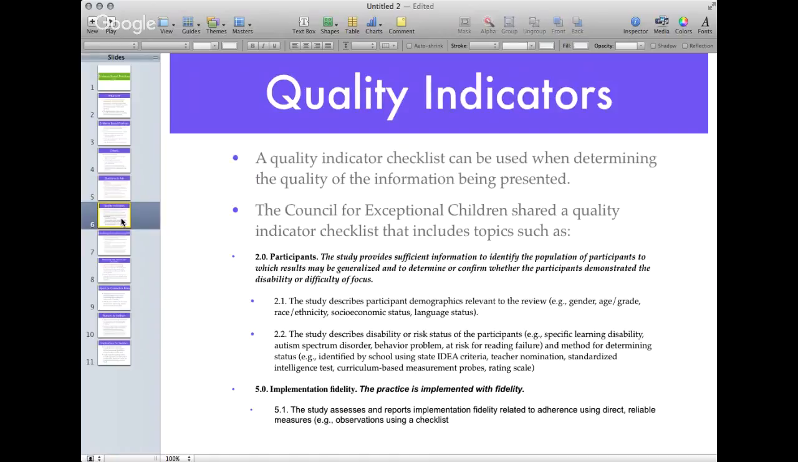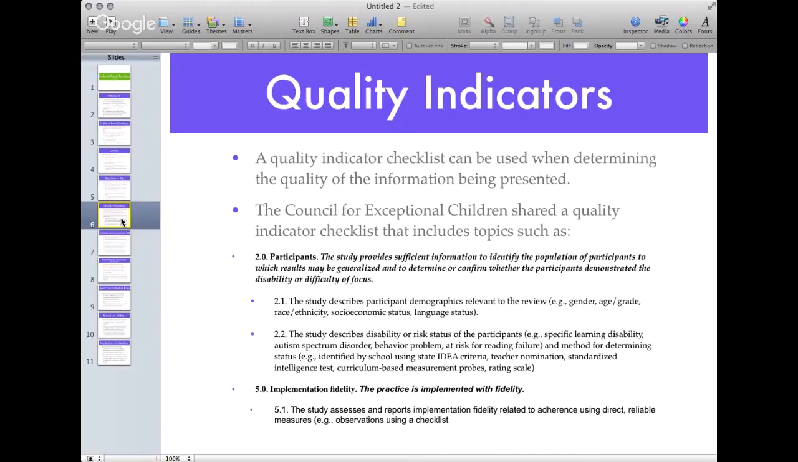Quality indicators. A quality indicator checklist can be used when determining the quality of the information being presented to you. The Council for Exceptional Children shared a quality indicator checklist that includes different topics. The checklist was very long and included a lot of different things, so I chose two pieces of their checklist to share with you to give you an example of what it looks like. One of their sections talked about participants. It says that the study provides sufficient information to identify the population of participants to which results may be generalized and to determine or confirm whether the participants demonstrated the disability or difficulty of focus.